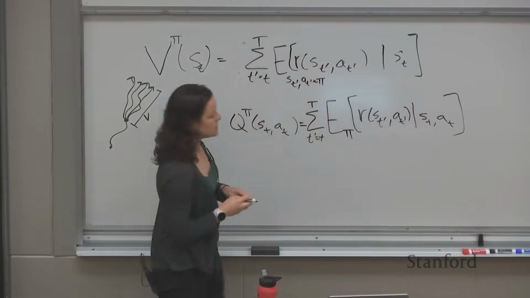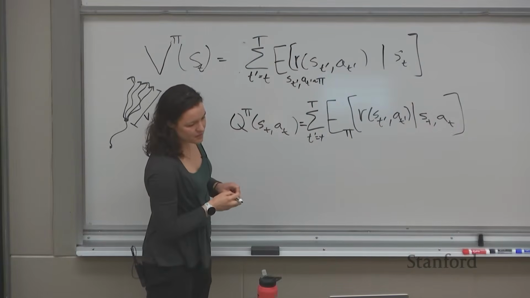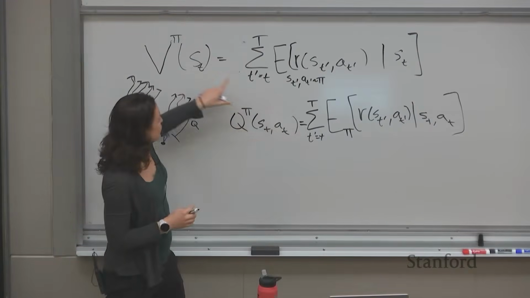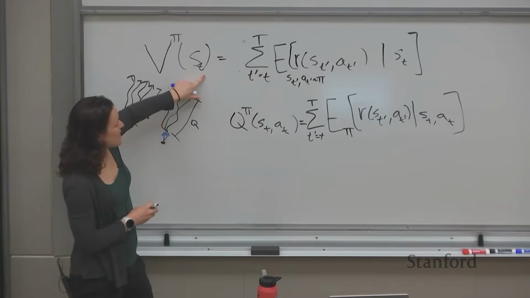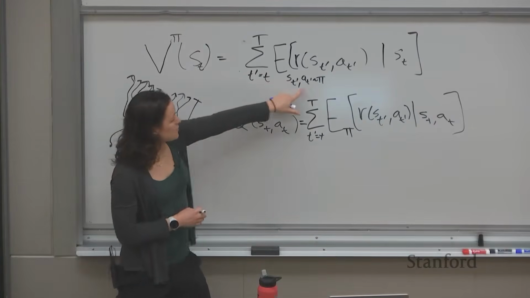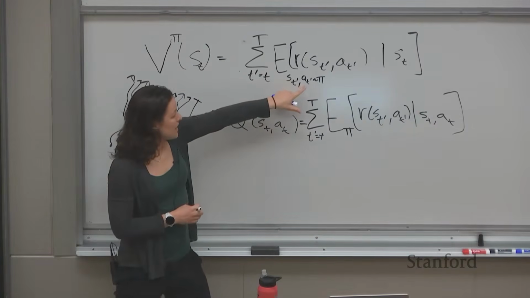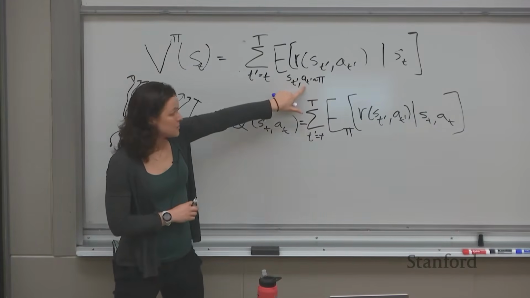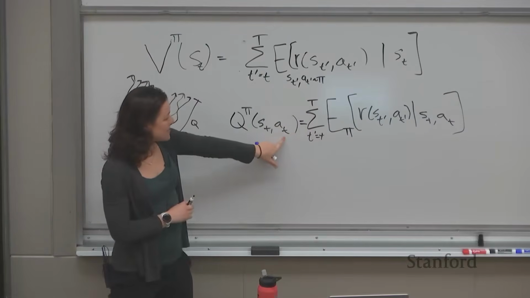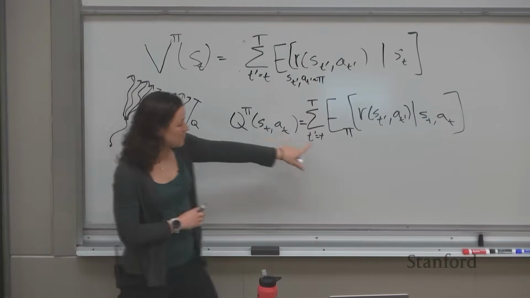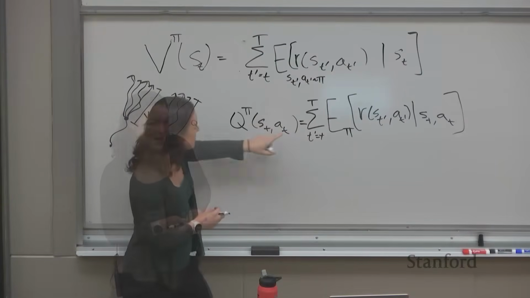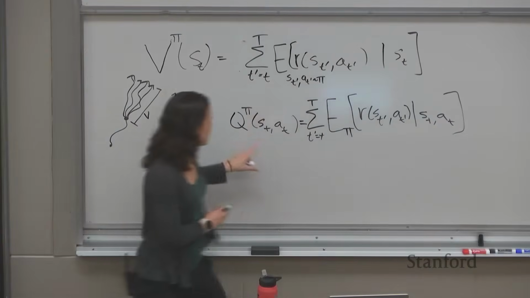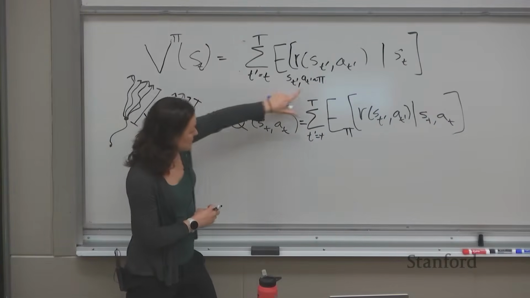And then in terms of seeing how to get between these two things, you can think of this as a sum of rewards under AT, with future actions sampled from pi, whereas this one, AT is not sampled from pi, but all future actions are sampled from pi. In this case, we're conditioning on the action that's provided as input. In this case, we're sampling from the policy.